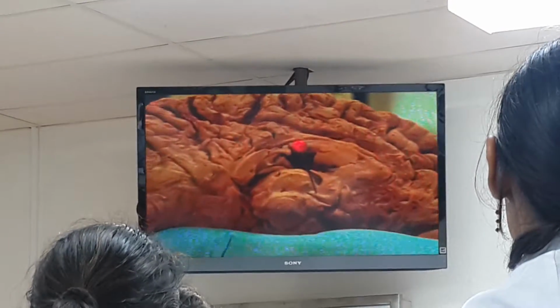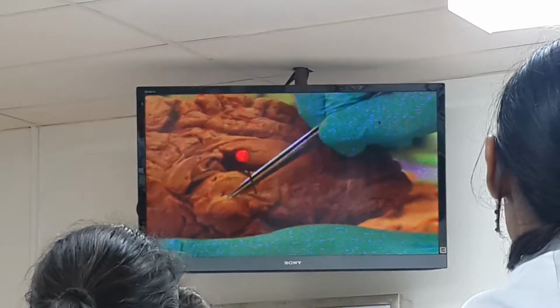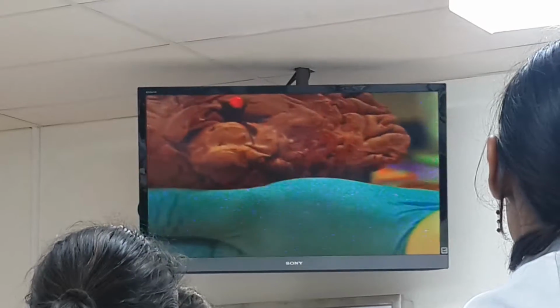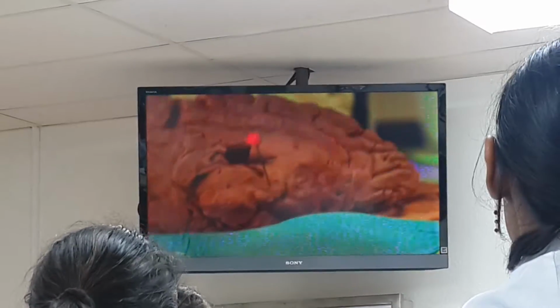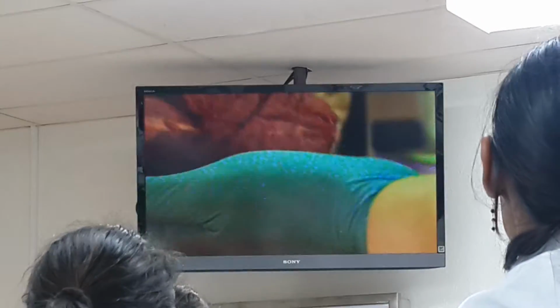This is the hypothalamus. Its lower boundary is not that clear. This triangle area is the hypothalamus. It's below the thalamus. So in both hypothalamus and thalamus, I'll show you one more.